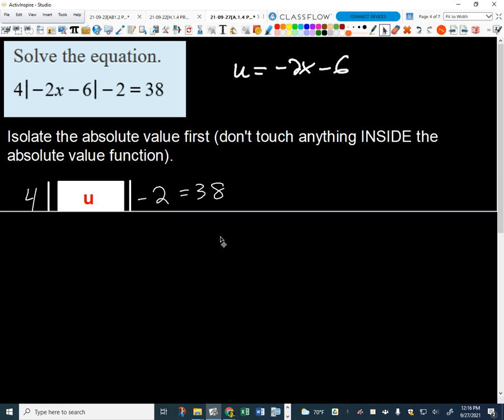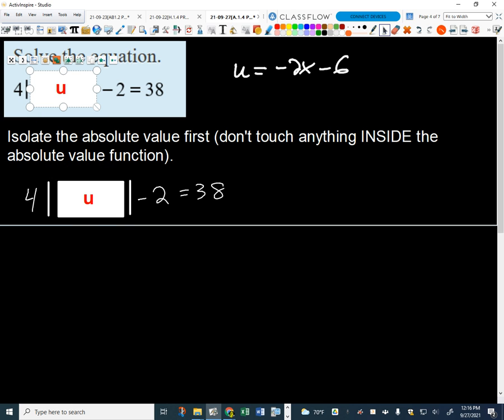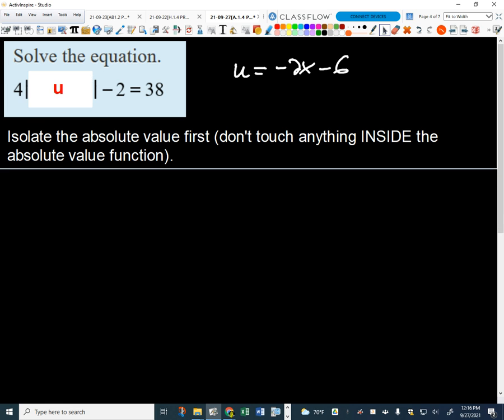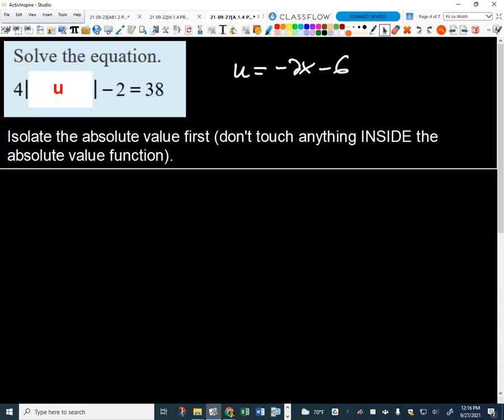And so one way to do that is just to ignore it. So I'm just going to cover up everything that's inside the absolute values with a U, right? How come? Well, because we called it U here, right? And we can't even do anything to what's inside anyway, so it's off limits. Let's just call it U. It looks easier to solve.